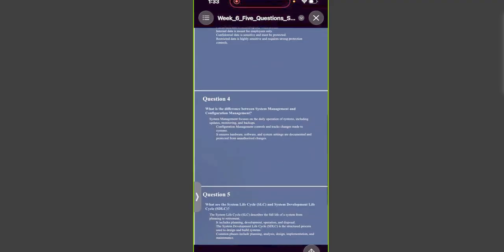Question number four is, what is the difference between system management and configuration management? System management focuses on the daily operation of systems, including updates, monitoring, and backups. Configuration management controls and tracks changes made to the systems. It ensures hardware, software, and system settings are documented and protected from unauthorized changes.